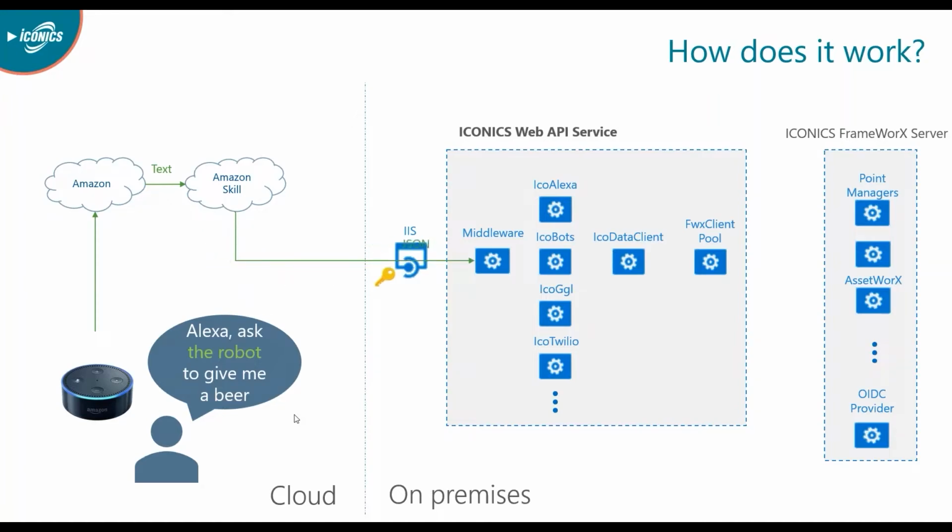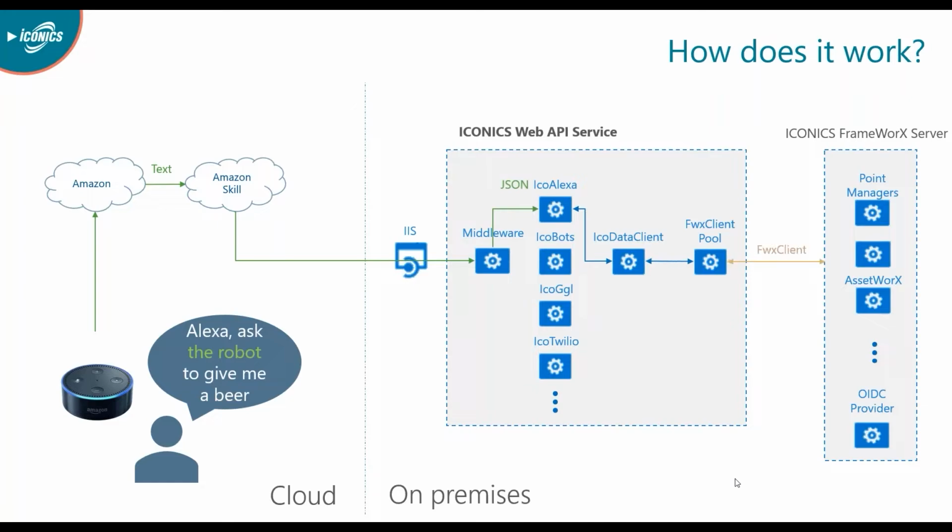Now, the first thing we need to do is check authorization. Are we actually authorized to be making this request? So basically, through that OAuth 2 protocol that I mentioned, it's going to go back to the Iconics server, and it's going to verify that that user is allowed to make this request. So we get back an OK. And so now we can pass this request on to, in this case, the Alexa plugin in the Iconics web platform services.